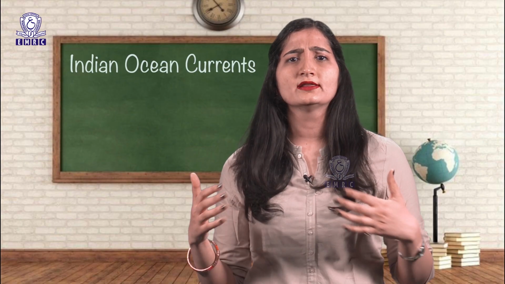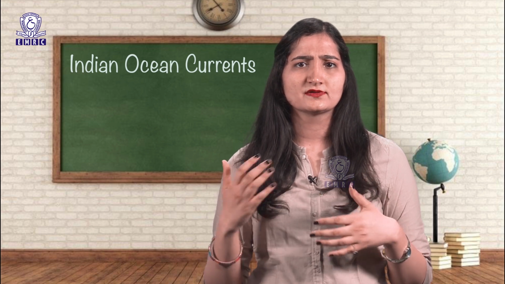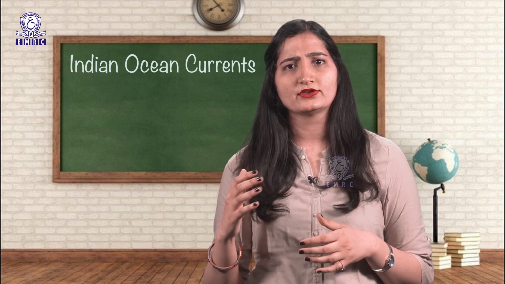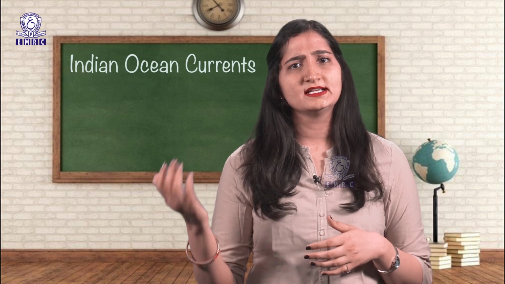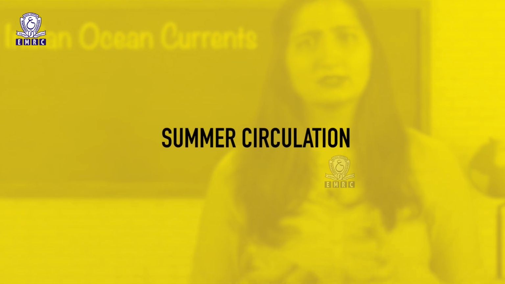The North Indian Ocean circulation. The currents in the North Indian Ocean are affected by the landmass of Eurasia and the monsoon winds. Hence, there is a change in the direction of the currents from season to season in response to the seasonal rhythm of the monsoons. Firstly, the summer circulation.